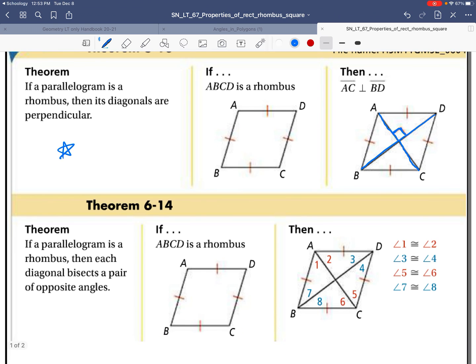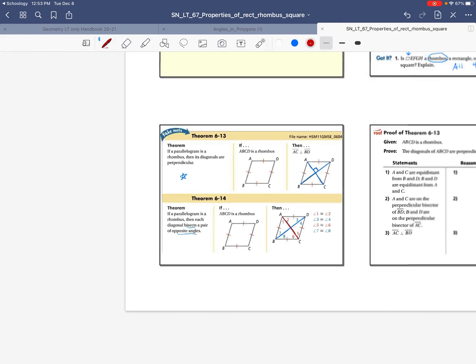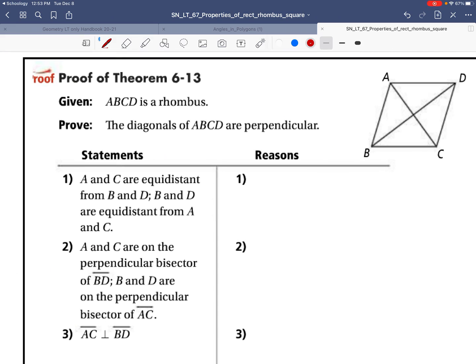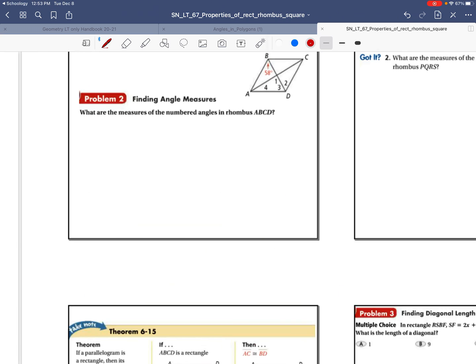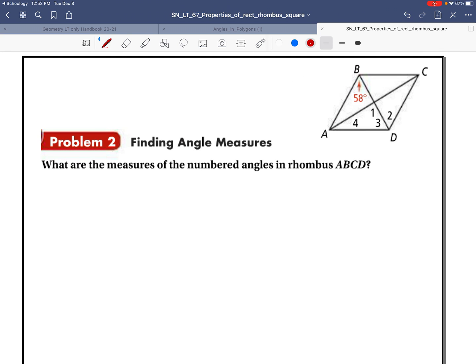If a parallelogram is a rhombus, then each diagonal bisects a pair of opposite angles. So this diagonal is making it so that angles 3, 4, 7, and 8 are congruent. And this diagonal makes it true that 1, 2, 5, and 6 are congruent. Bisects each of the angles. We're going to skip this proof, so go ahead and cross that out. We're going over here to this slide.